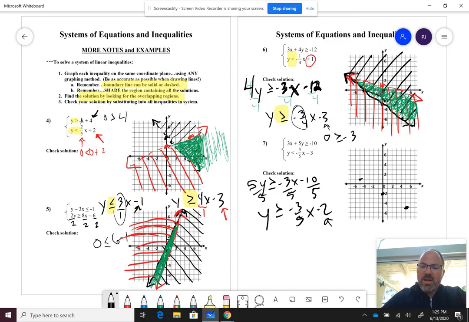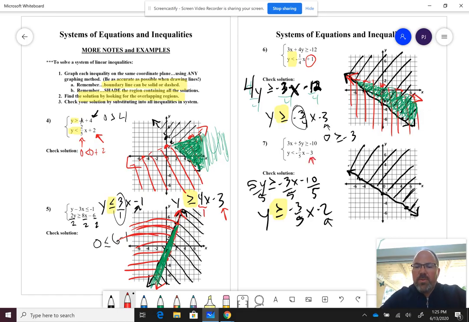This one is a solid line. Right there. Tells me it's a solid line. This is a greater than symbol, which means I'm going to shade above it. You can actually shade the whole thing if you want, but like I said, that gets real messy and sometimes hard to see what you're dealing with when you do that.